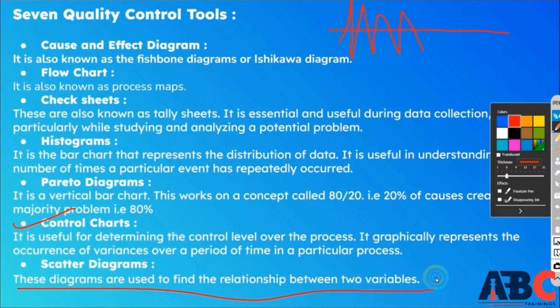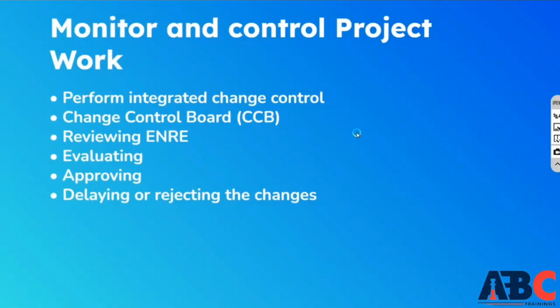Scatter diagram is used to find the relationship between two different variables. With the help of it we can maintain our quality control, and in this we were talking about monitor and control project work. So always in your company, some integrated changes are happening in your project.